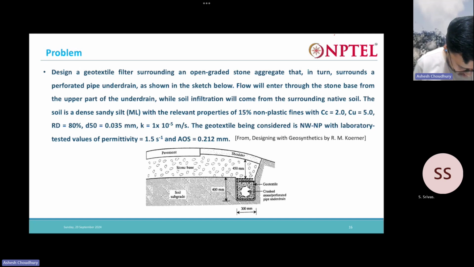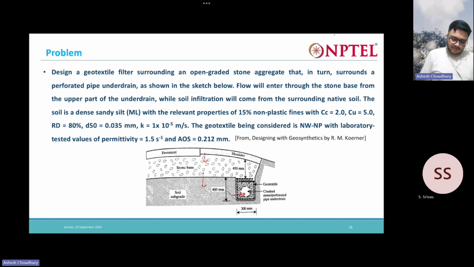Okay, so design a geotextile filter surrounding an open graded stone aggregate that in turn surrounds a perforated pipe underdrain, as shown in the sketch below. So we have a stone pavement here, so water will come from the pavement to the stone base, then the soil subgrade, then water should enter the drain. This drain is there, a pipe like this.